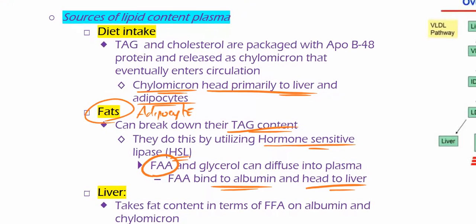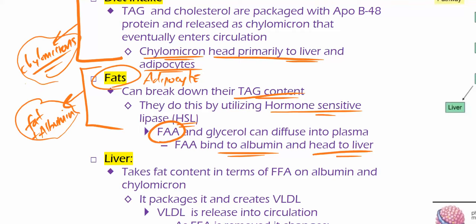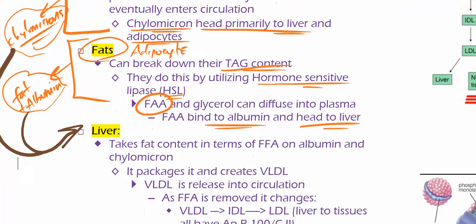Okay, so basically the fat from our diet that is entering circulation in the form of chylomicron, and the fat that is joined to albumin, that is being released by our adipocytes, right? So these two guys are going to head to the liver, all right?